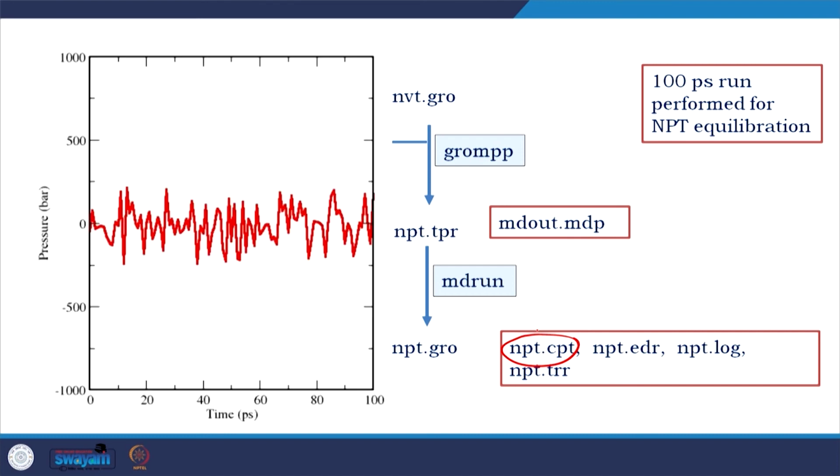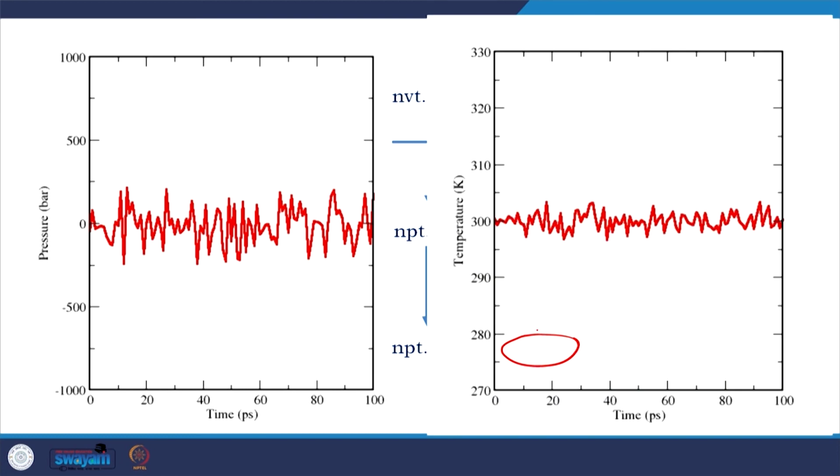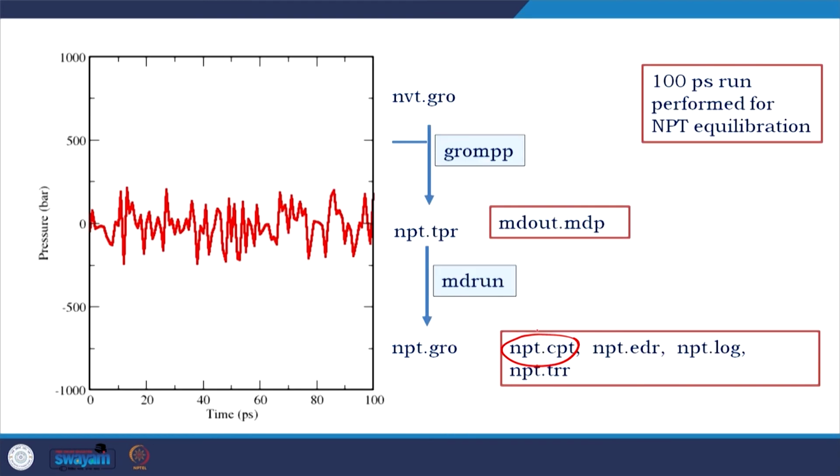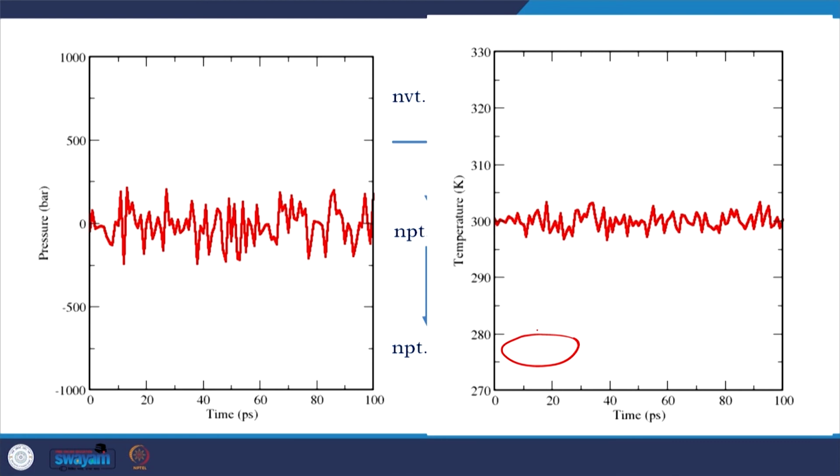This is the curve you get when you plot pressure versus time. To compare, I put the other file, so you could see that this is NPT, this is NVT. The CPT file, we will talk about in the last, but it is a checkpoint file. What is a checkpoint file? A checkpoint file helps you to run again if your simulation is stopped for any reason.